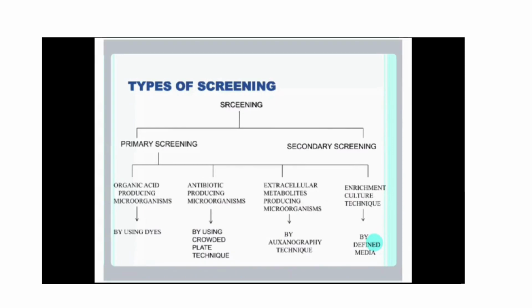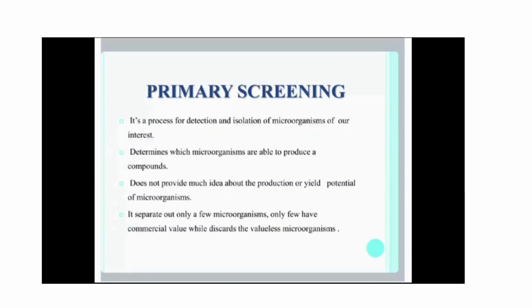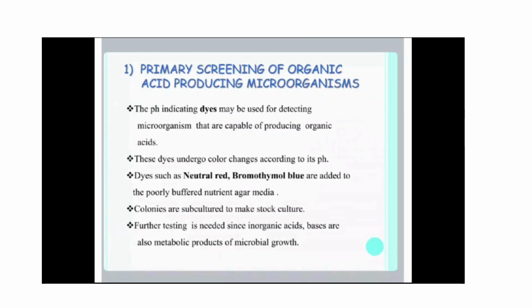Screening is classified into primary screening and secondary screening. The aim of primary screening is the isolation and detection of a microorganism of our interest. So here it determines whether the organisms are capable of producing a compound. The first type of primary screening is organic acid producing microorganisms. pH indicating dyes are used for detecting the organisms capable of producing organic acids.